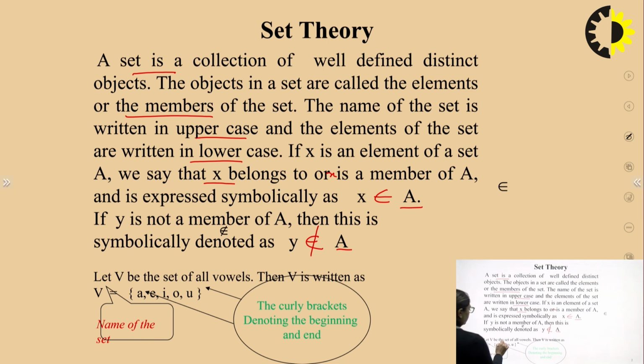Let V be the set of all the vowels. Then V is written as follows: V will be in the capital case because it is the name of the set, and the elements a, e, i, o, u will be in the smaller case as they are the members of the set. The curly brackets denote the beginning and end. Whenever we put these curly brackets, it denotes that this is the start of the set and this is the end of the set, right?